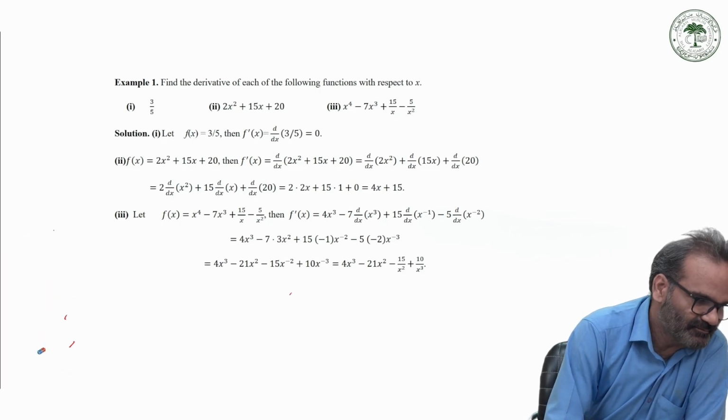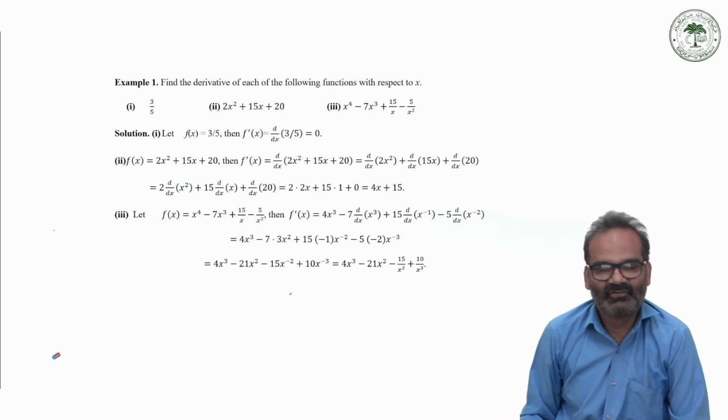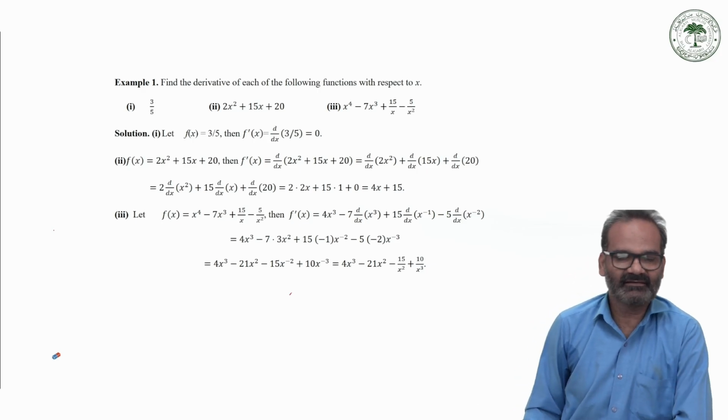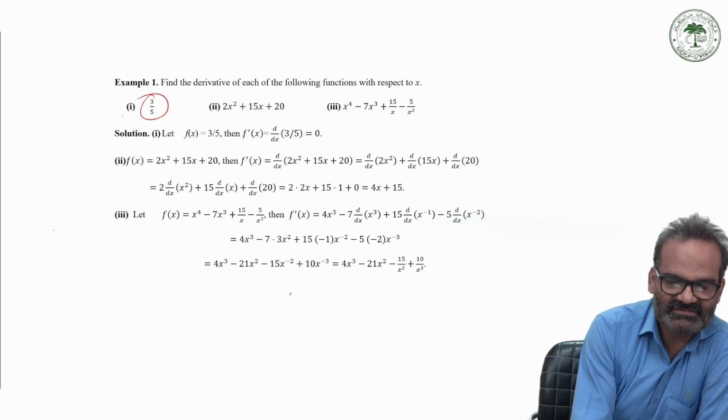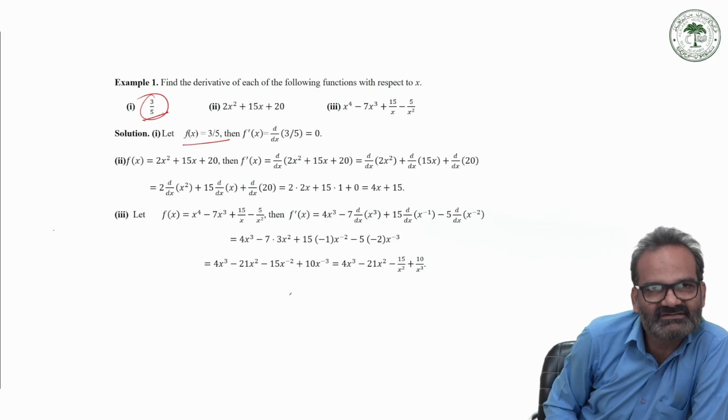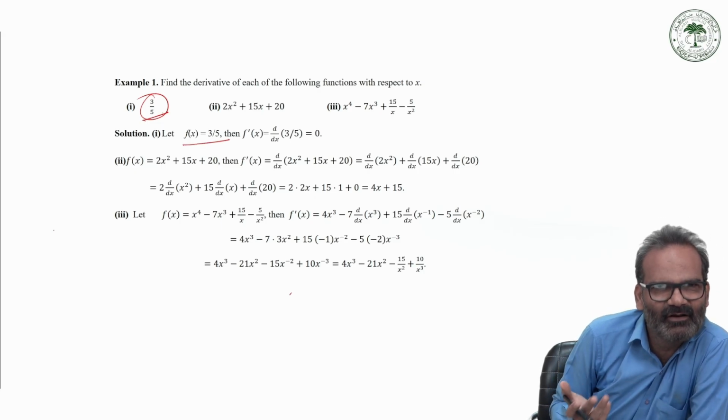Let us take some examples. Find the derivative of each of the following functions with respect to x, right? If y equals, if x equals 3 upon 5, you know 3 upon 5 is a constant, a number alone, and its derivative should be 0.